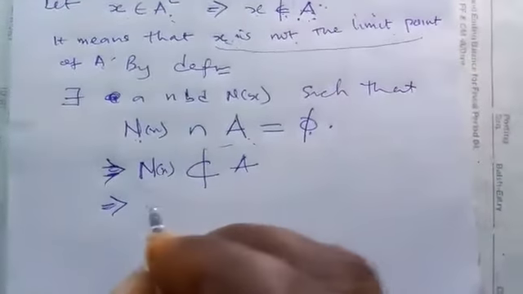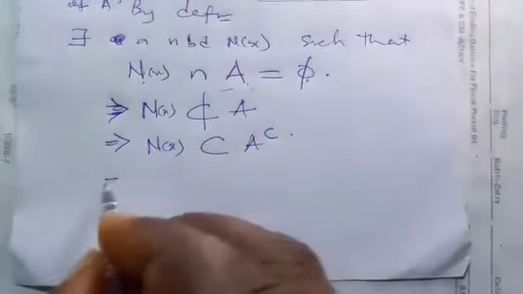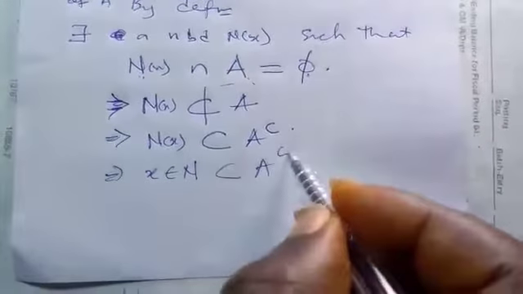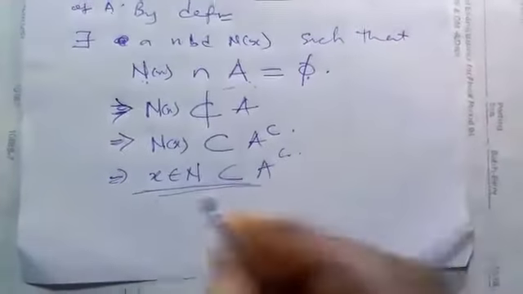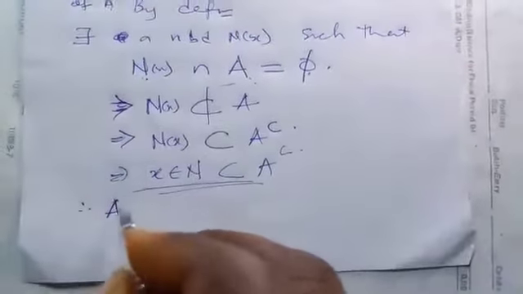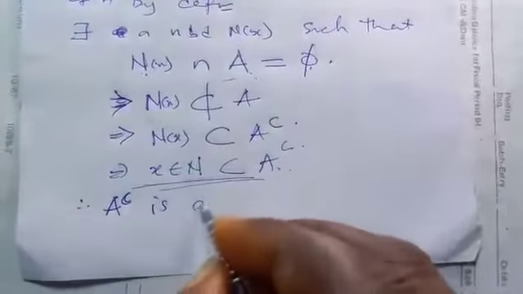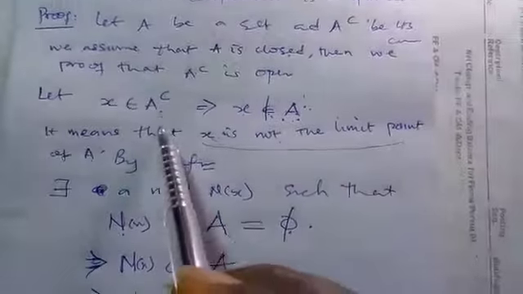If the neighborhood can never be a subset of A, then it must be a subset of A complement. This means that S belongs to a neighborhood that is a subset of A complement, and if you remember, this is the definition of an open set. So A complement is an open set. We have shown that when A is closed, then A complement is open.